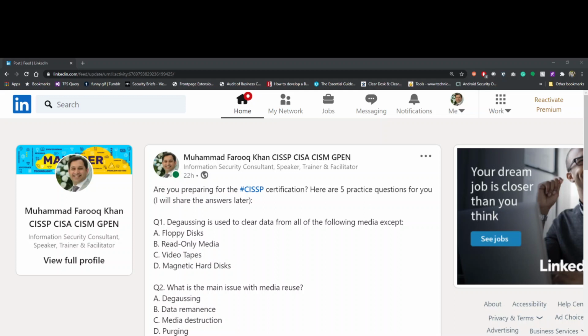So let's start. Question 1 was, degaussing is used to clear data from all of the following media except option A was a floppy disk, option B, read-only media, option C, videotapes, and option D, magnetic hard disks. So the question is from the topic of data destruction, and what degaussing is.